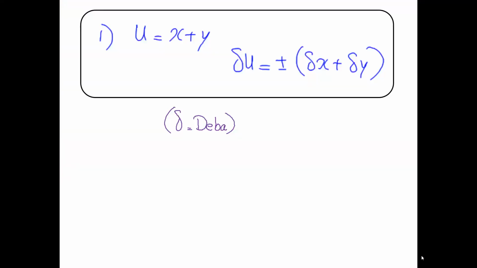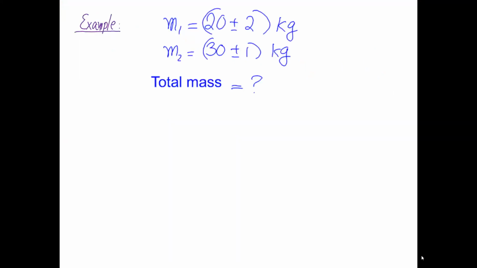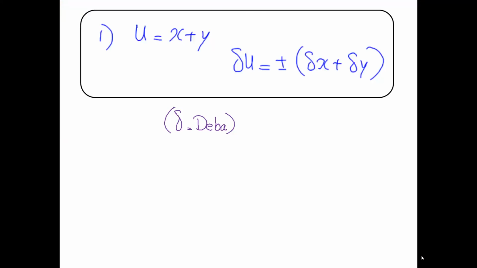Look at this case, u is equal to x plus y. If the formula says two quantities are being added, the uncertainties will also be added. When the two quantities in the formula are added, the uncertainties are also added. You have to copy this.